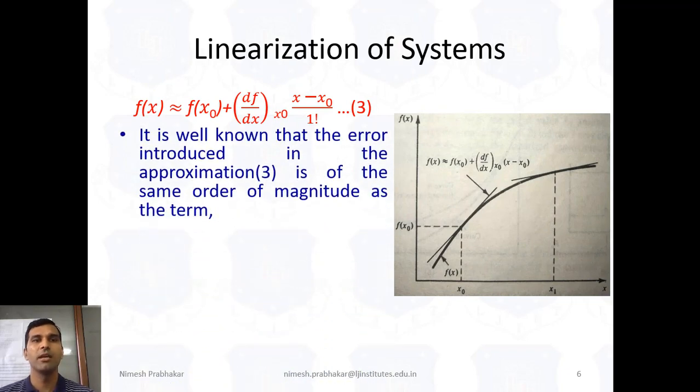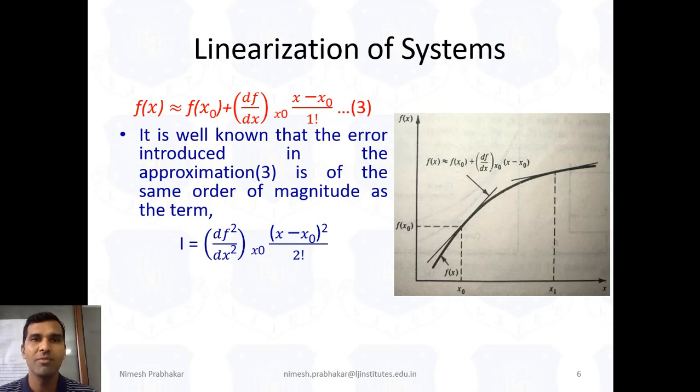Now it is well known that the error introduced in the approximation 3 is of the same order of magnitude as the term d squared f by dx squared at x0 times (x minus x0) squared over 2 factorial. So this term indicates the error term.